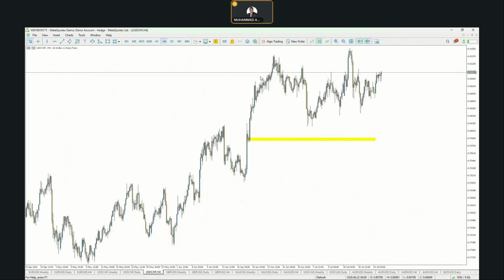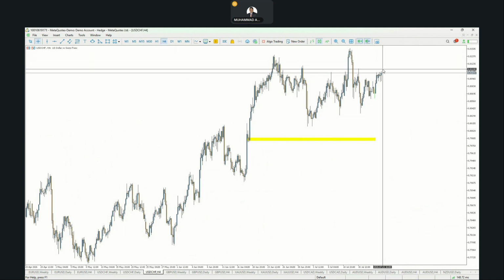And in the 4-hour time frame, the market is kind of trying to go nowhere. We got a drop in the market, then it rallied up, and then dropped. Now it's again trying to rise back up again.